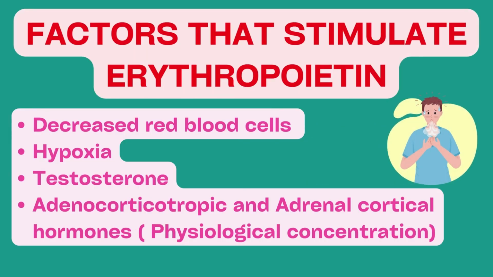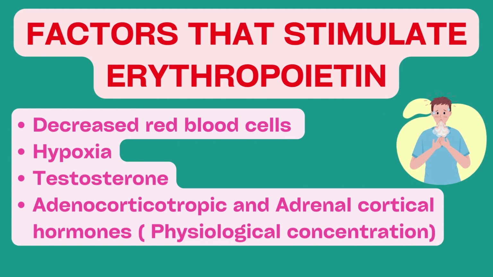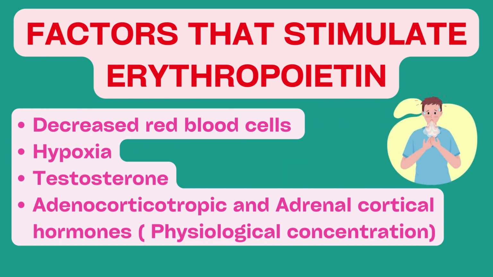Let us discuss the factors that stimulate the production of erythropoietin. Bear in mind, the background concept is that when erythropoietin is stimulated, hemoglobin level rises, ultimately increasing the production of red blood cells. The factors that are potent stimuli for the production of erythropoietin are decreased red blood cells, like in the case of hemorrhage or hemolytic anemia. The second factor is hypoxia, which is decreased oxygen levels in the blood.